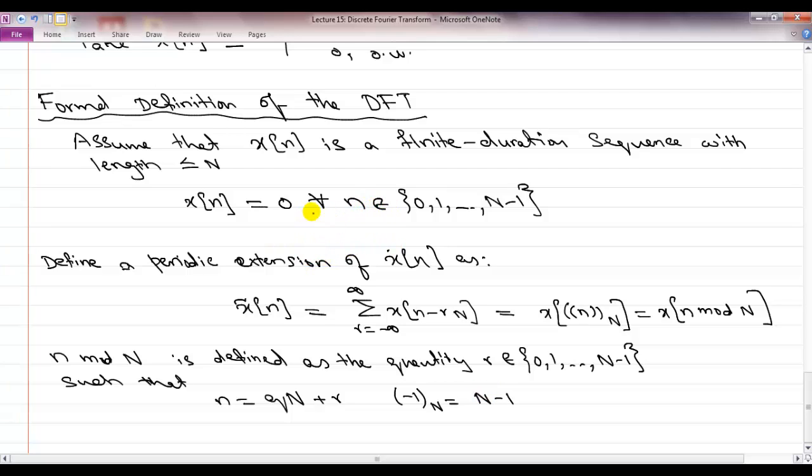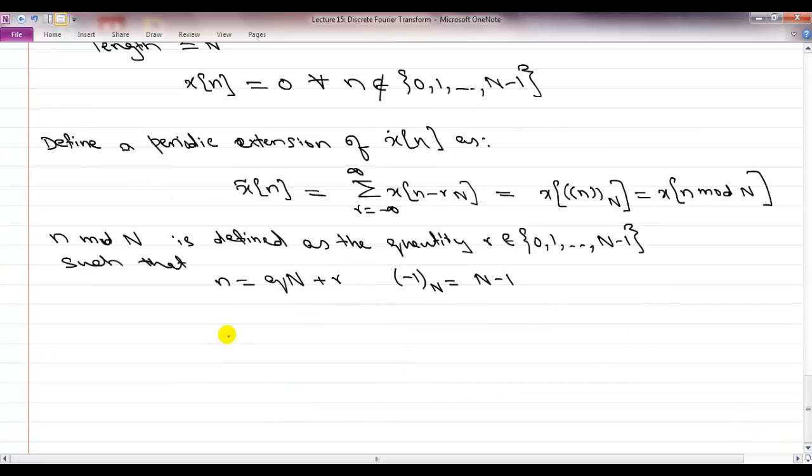I want to put x[n] equal to 0 for all n not in this set. Okay? So with each x[n], we associate a periodic repetition, which is defined as x[n mod N]. And with each periodic sequence, we have a discrete Fourier series associated with it. So if I define x tilde of n as x of n mod capital N, then there is a discrete Fourier series with it, which is simply X tilde of k.